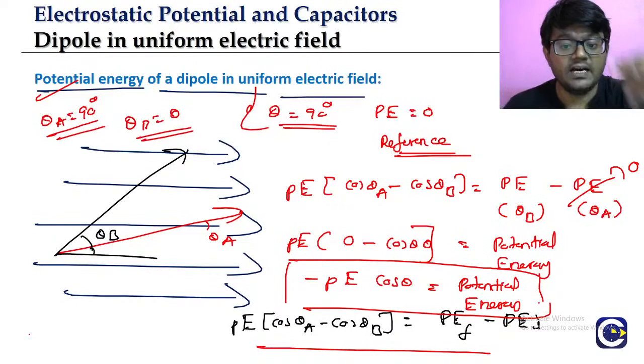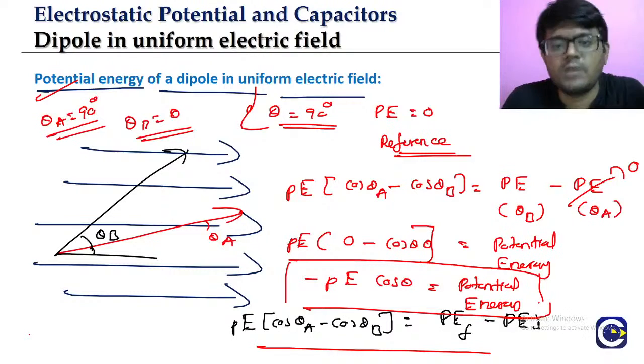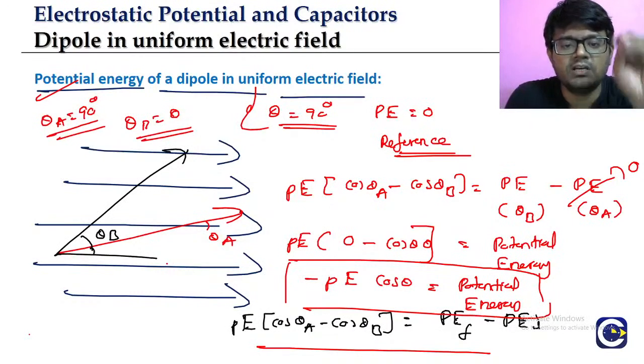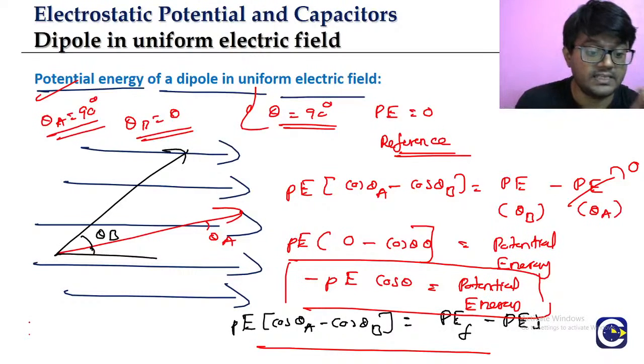When we take the reference, what is the reference? The theta equal to 90 position we are taking as a reference. So at that particular orientation, the potential energy of the dipole is taken as the reference. What is the potential energy formula? The potential energy of the dipole at a particular angle theta is minus PE cos theta.